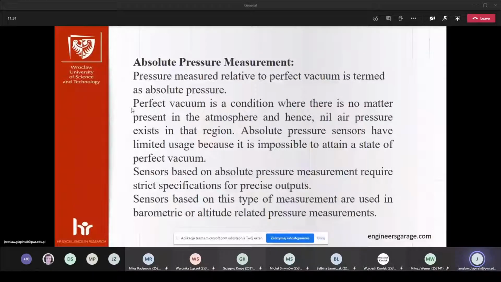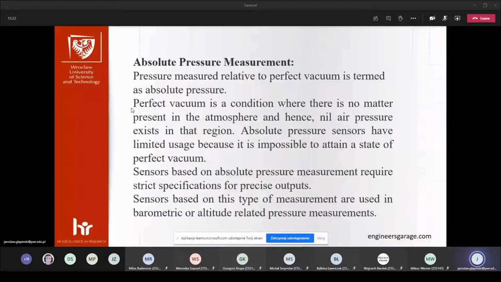So absolute pressure measurements are measurements of air, oil, water, or some other pressure. As I said, a perfect vacuum condition is not possible to achieve, but we measure the pressure up to the absolute pressure. So this is all the pressure that is above the absolute vacuum. The sensor based on absolute pressure requires strict specification for pressure outputs, because we have no ideal vacuum pressure.